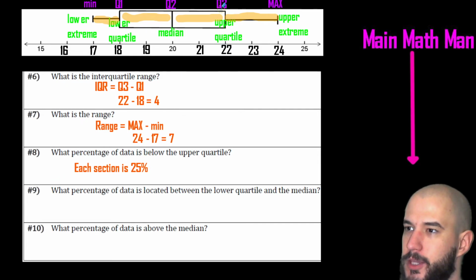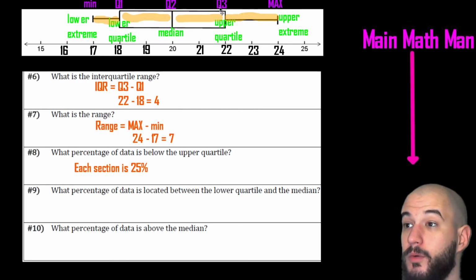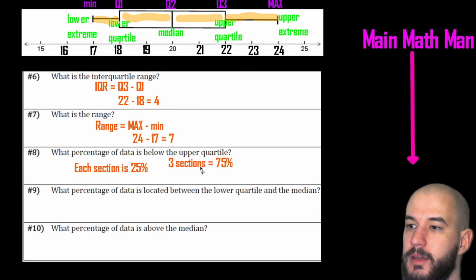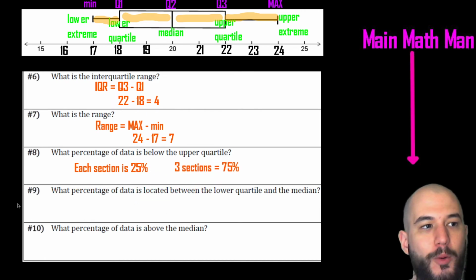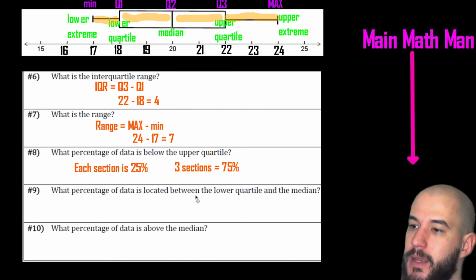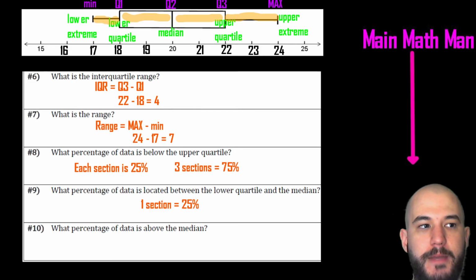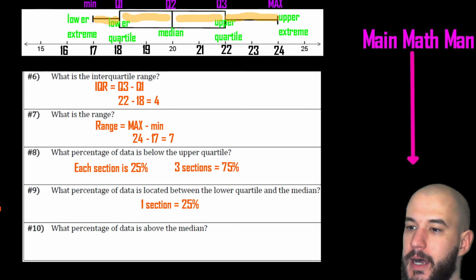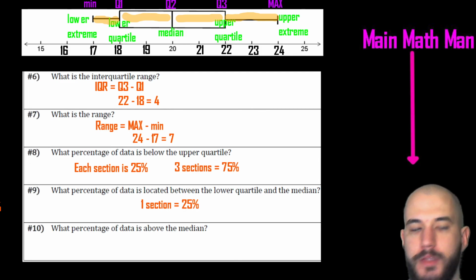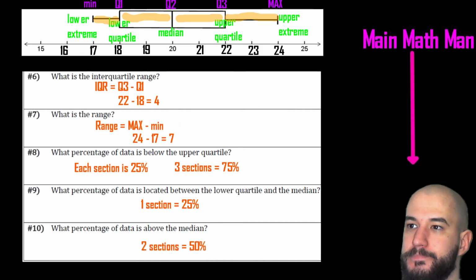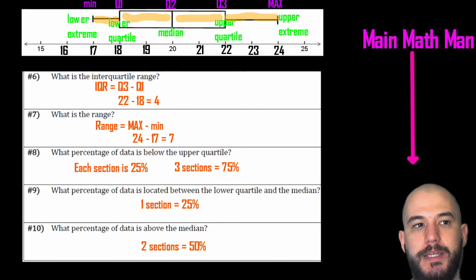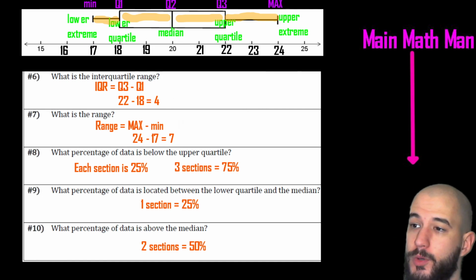So we'll look for that Q3. So what's below that? So how many sections is that? Well, you could see, all right, Q3, well, you know that's 3 sections, so it's going to be 75%. What percentage is located between Q1, the lower quartile, and Q2? Well, that's just one section right here, so that's going to be 25%. And then what percentage of the data is above the median? You know the median is right in the middle, so that is going to be about 50%. And make sure you can use these ideas for yourself to study for the quiz on Friday.